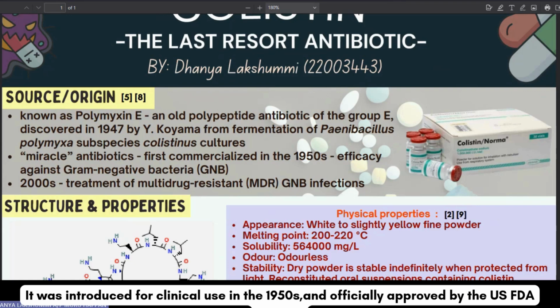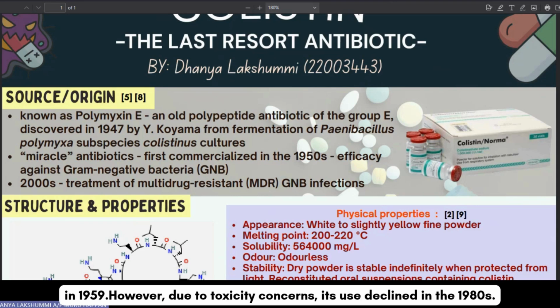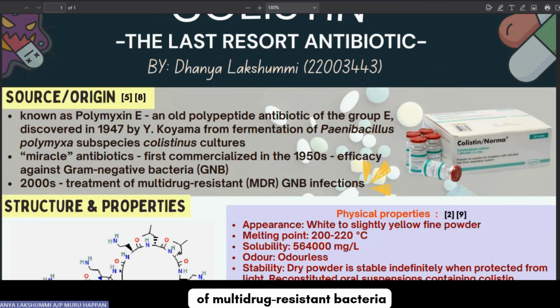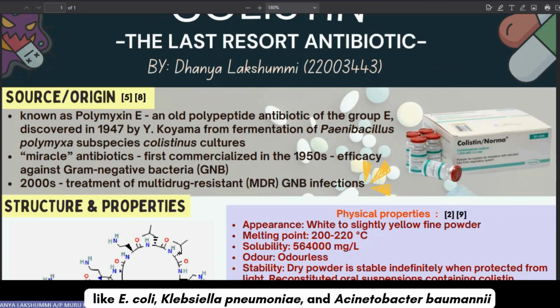It was introduced for clinical use in the 1950s and officially approved by the US FDA in 1959. However, due to toxicity concerns, its use declined in the 1980s. But with the global rise of multidrug-resistant bacteria like E. coli, Klebsiella pneumoniae, and Acinetobacter baumannii, colistin was revived in the 2000s as a critical last resort treatment.